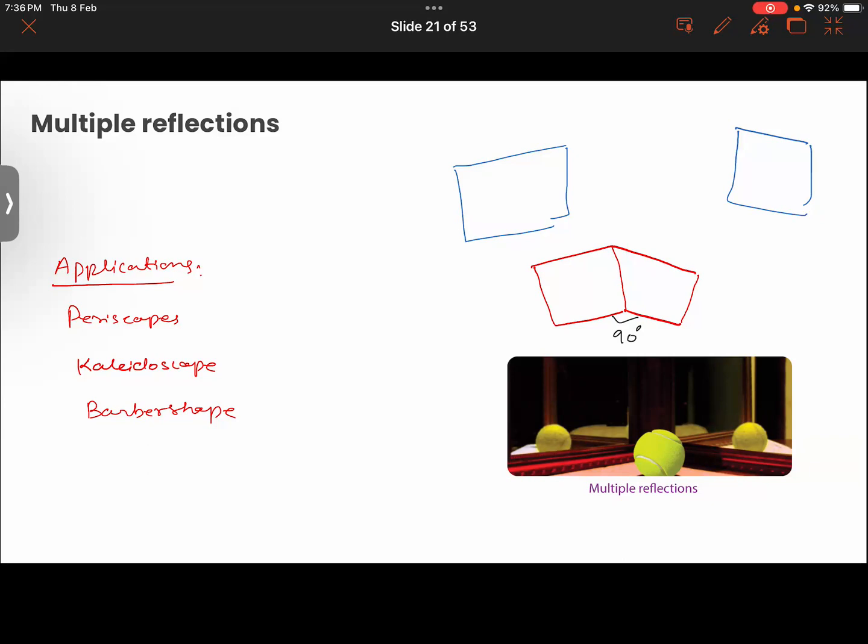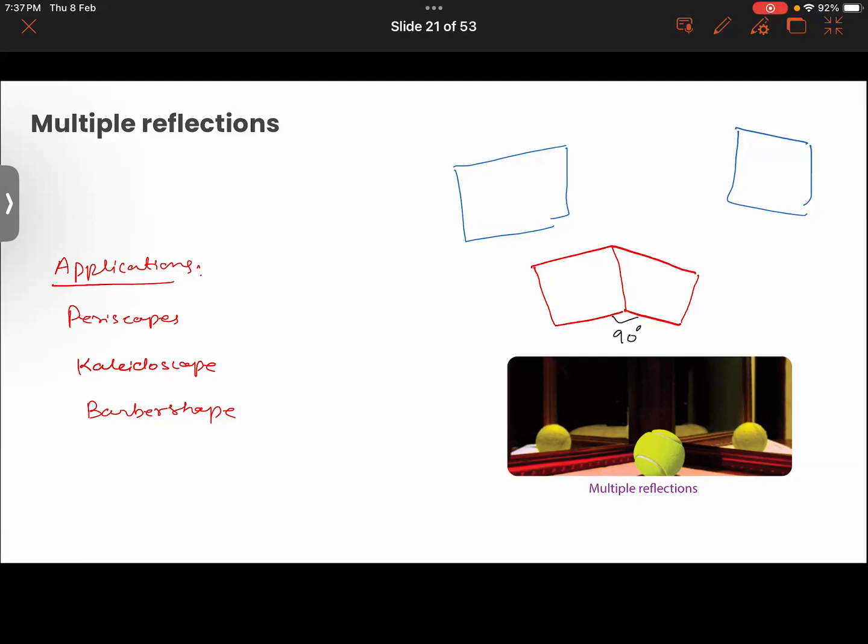Can you give two examples of devices where multiple reflections are happening? Periscope and kaleidoscope. Correct. Also in a barber shop, how many images are formed? One image, but when we keep a mirror behind the person's head, we can see that two-times reflection is happening. Three.